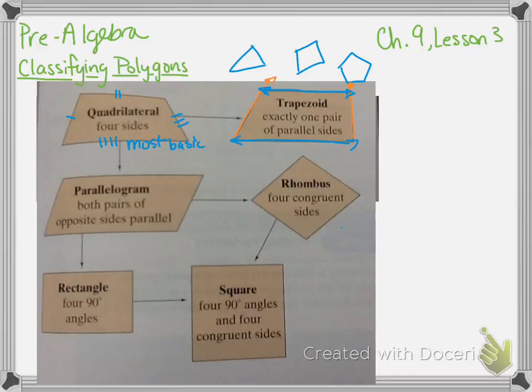And then after that, we have a parallelogram. As you can see, this is kind of a flow chart, which means trapezoids are like quadrilaterals in that they have 4 sides, but trapezoids are more specific because they have 1 pair of parallel sides.